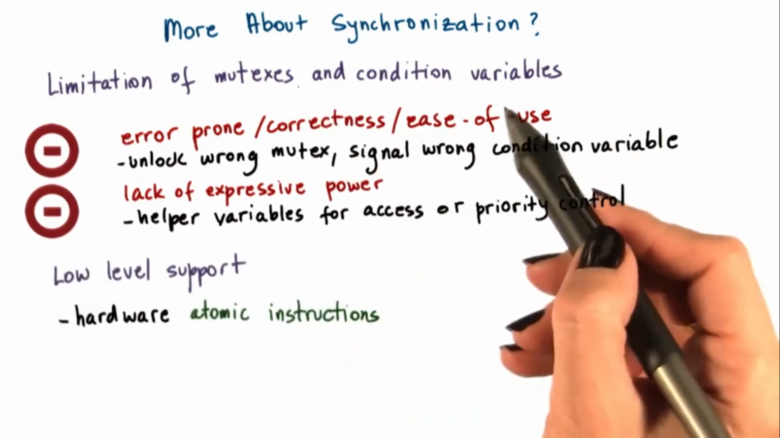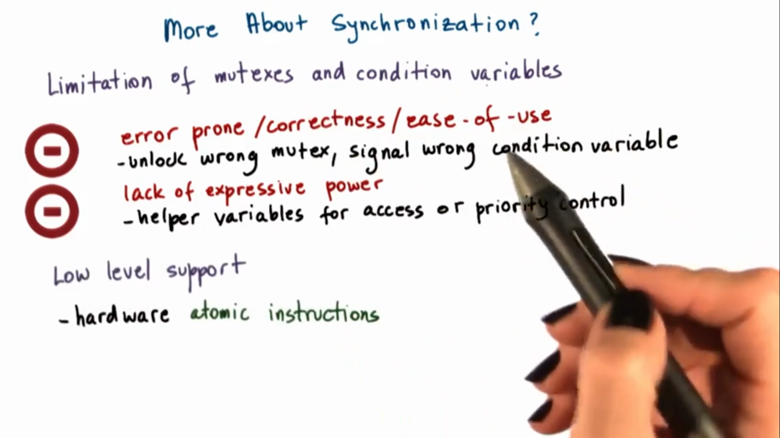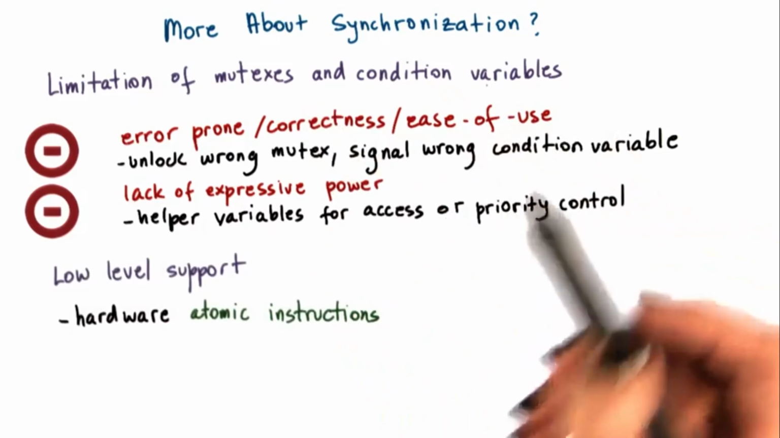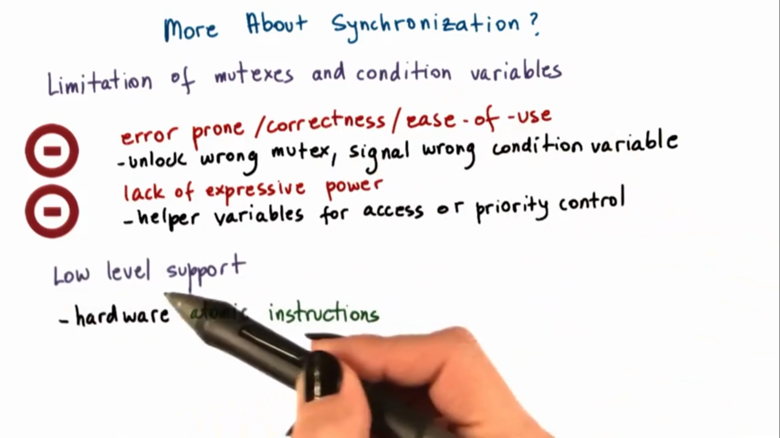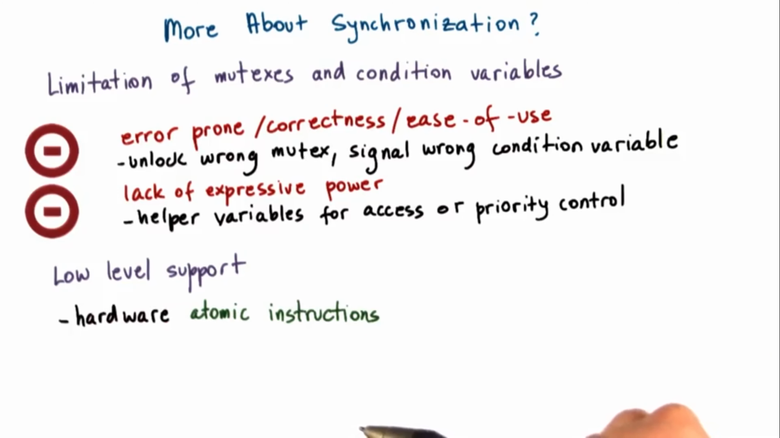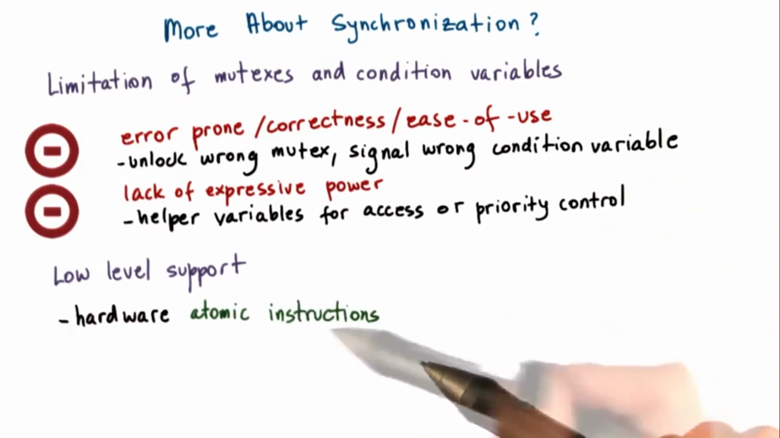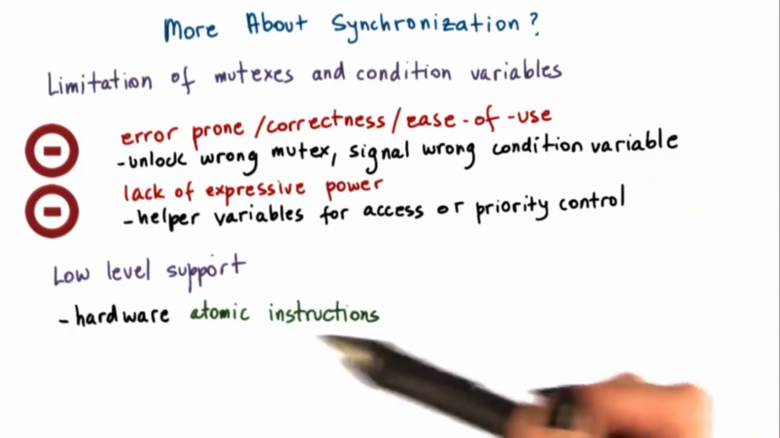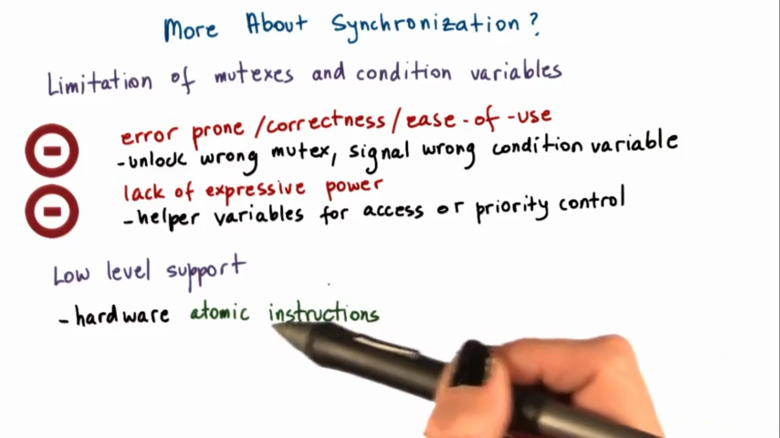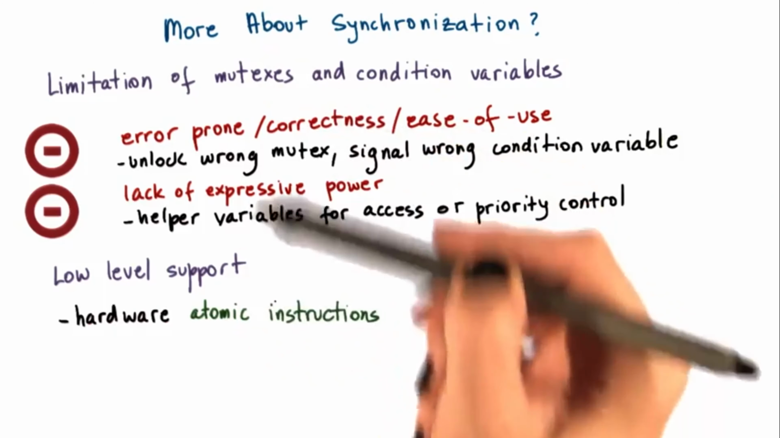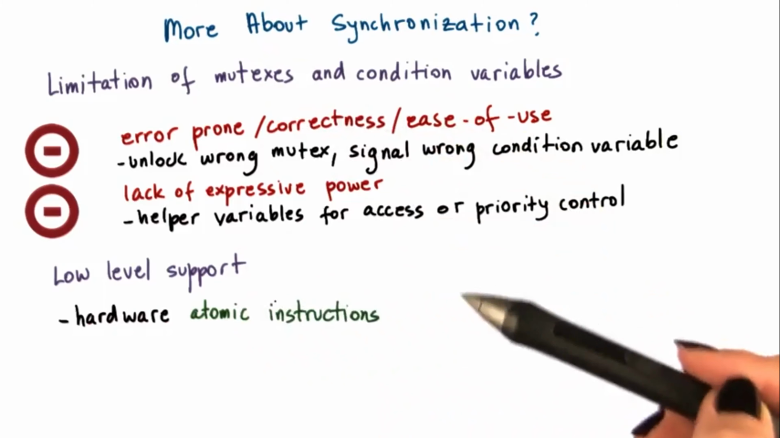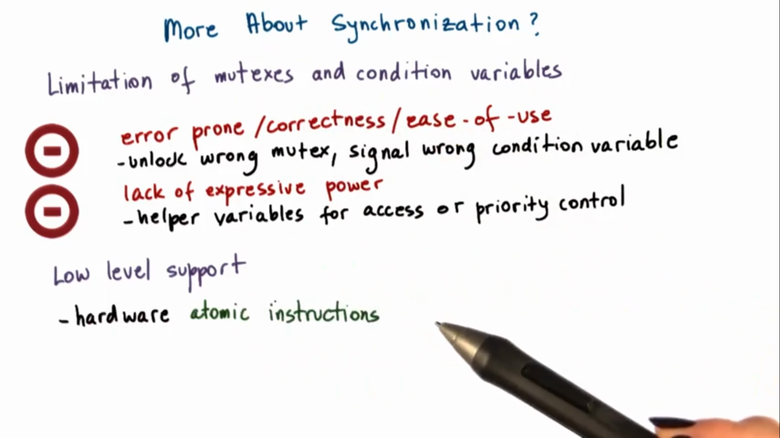Finally, mutexes and condition variables and any other software synchronization construct require lower-level support from the hardware in order to guarantee the correctness of the synchronization construct. Hardware provides this type of low-level support via atomic instructions. So these are some of the reasons why it makes sense to spend more time talking about synchronization.